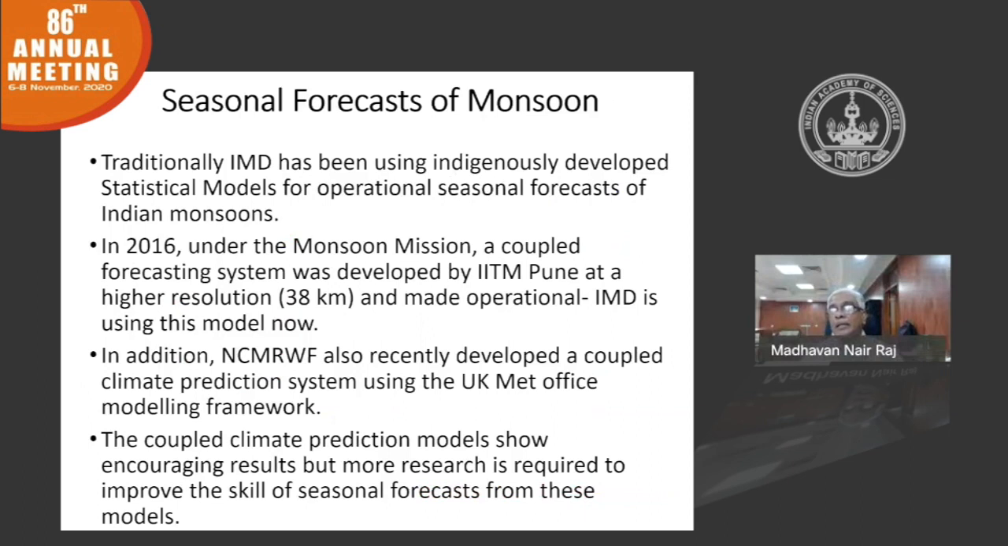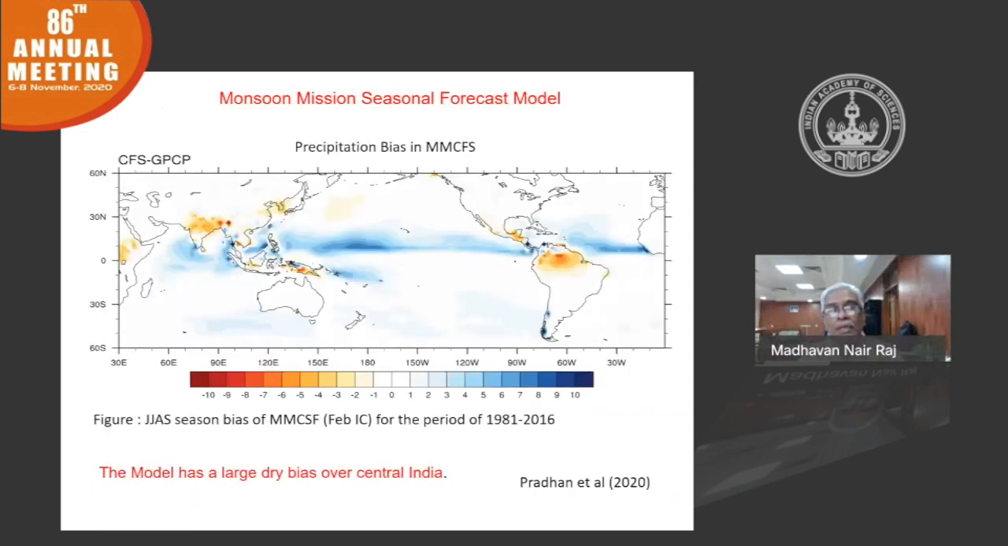So we try to predict it on seasonal time scales. Traditionally, IMD has been using statistical models. Now we also have a dynamical prediction system which IITM has developed at 8 kilometer, and recently another climate prediction system for seasonal forecast has also been developed. But we have problems. For example, this figure shows the precipitation bias in the seasonal forecast model, which clearly shows over central India there is a large dry bias. The model predicts much less rainfall than what we observe. And also there is excess rainfall over the Pacific and so on. So there is a lot of model bias.